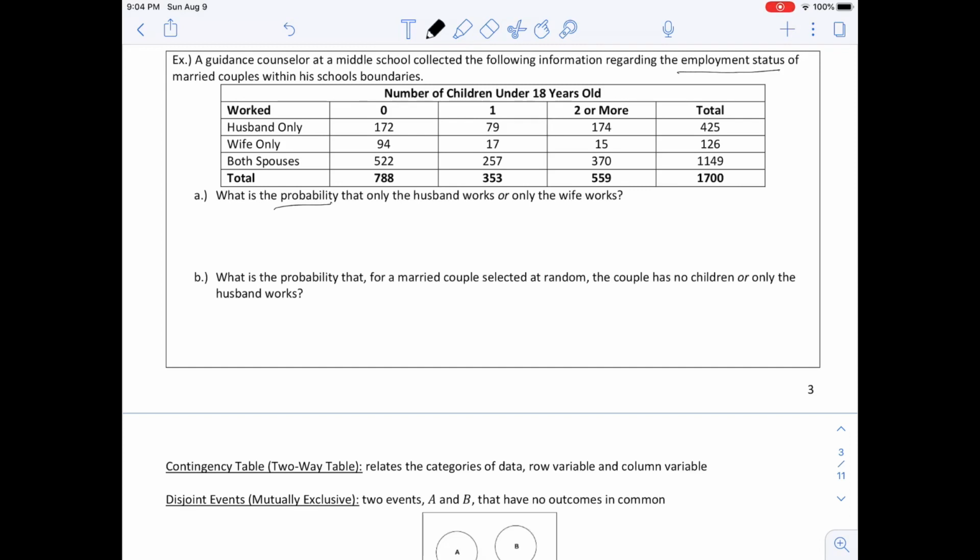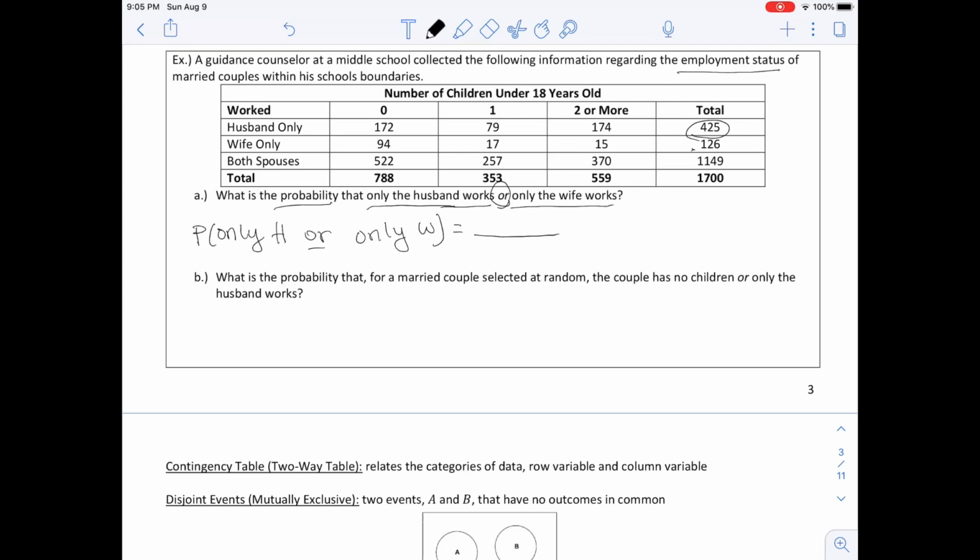So the first part here, part A, says what is the probability, and just to remember that probability is always going to have an answer between 0 and 1, that only the husband works or only the wife works. So we're going to have the probability of only husband works, so I'll put down only H, or, which is our connective, only the wife works. So looking at our table here, only the husband works. We have a total of 425.